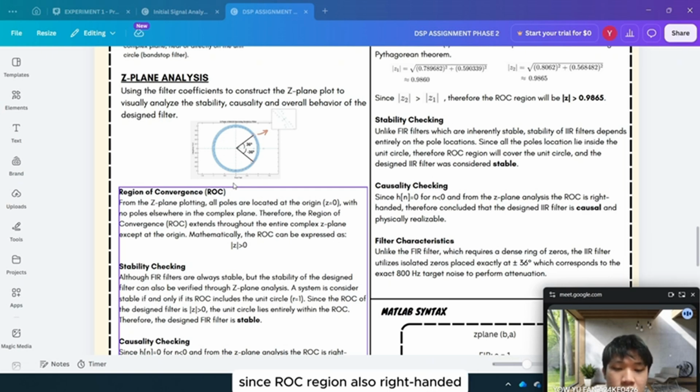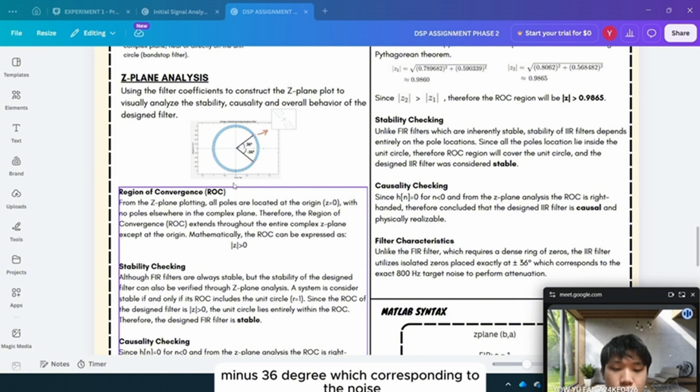Causality checking. Since the ROC region is also right-handed, the system is considered causal. For the filter characteristic, same, there will be zeros placed exactly at plus minus 36 degrees, corresponding to the noise. The difference from the FIR filter is that the z-plane of the IIR filter doesn't have dense rings of zeros around it. And that's all for the z-plane analysis.